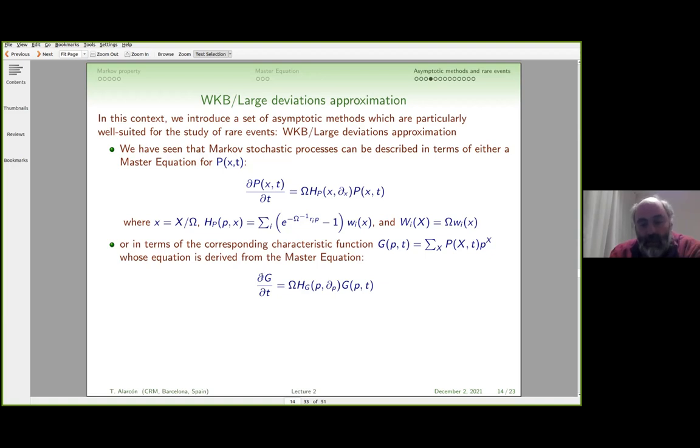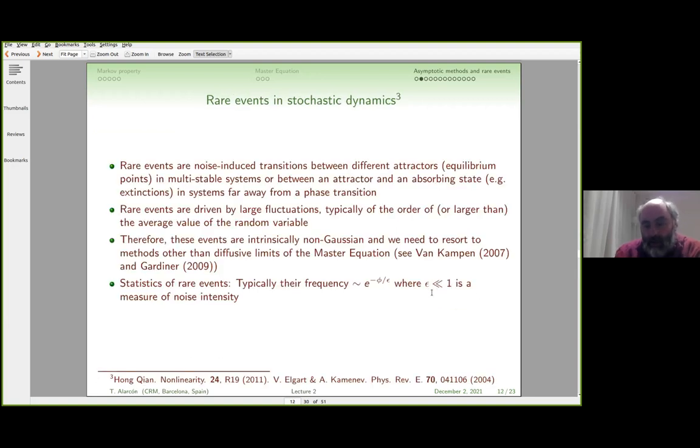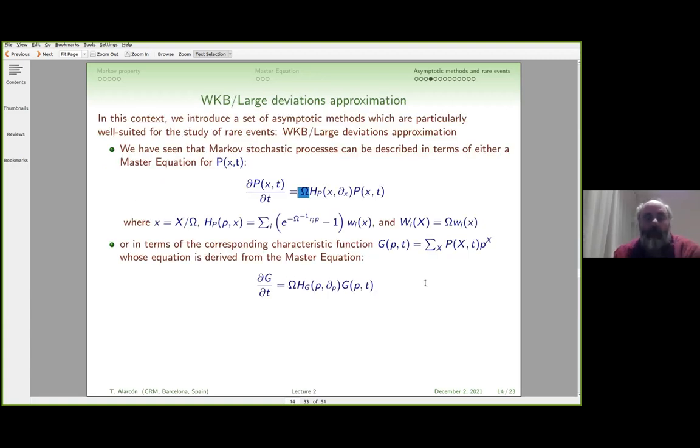So this is again a PDE for the generating function. We can either work directly with the probability distribution, or we can work with the generating function. This is going to depend on the problem; it's going to be better using one or the other. And here this omega is the system size, so omega is 1 over epsilon here. If epsilon is very small, omega is going to be very big.